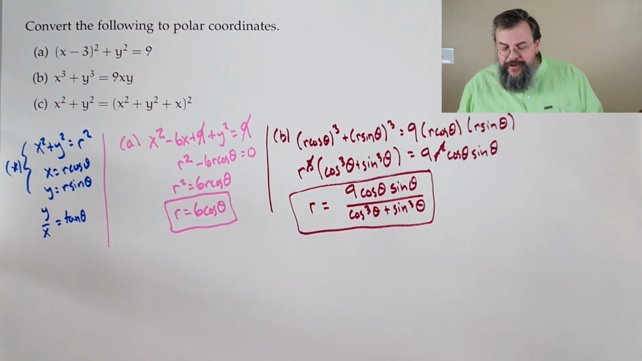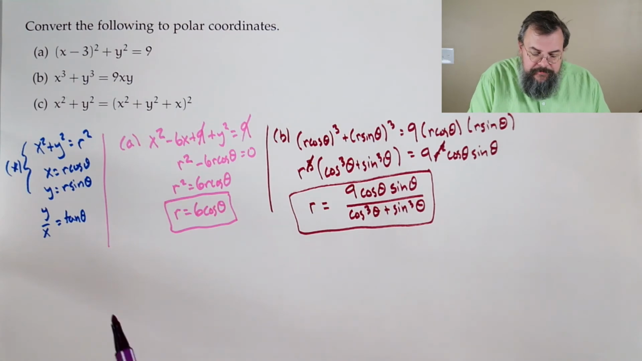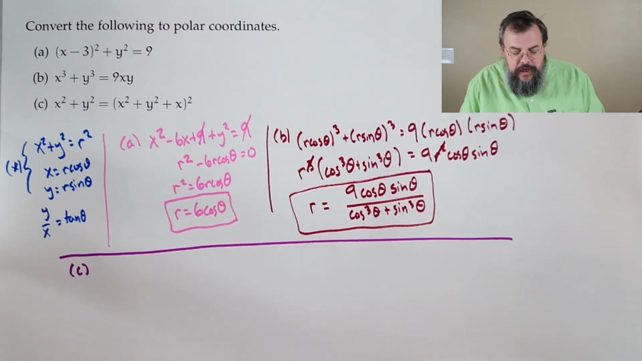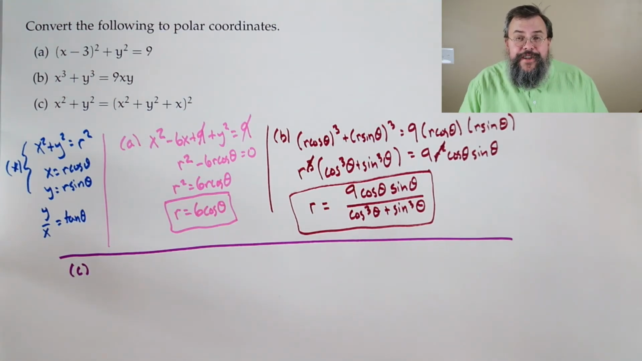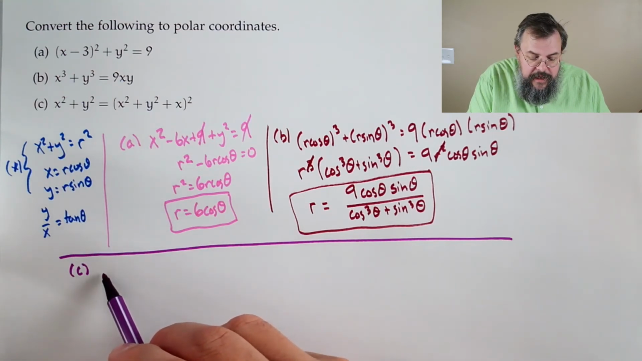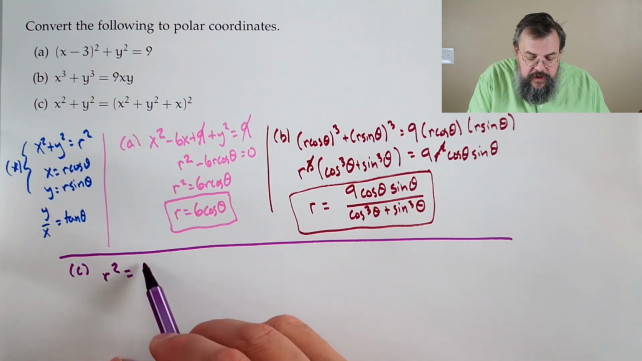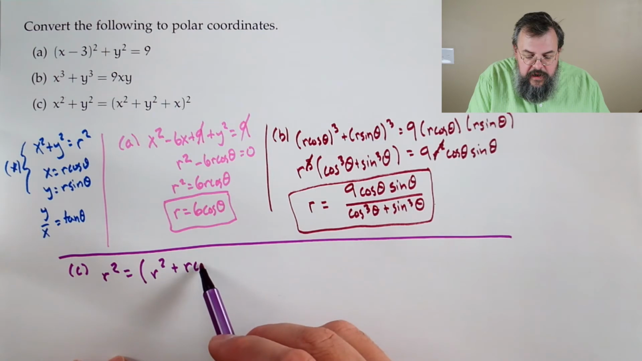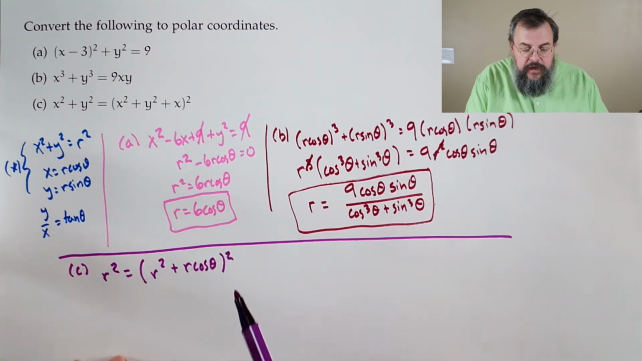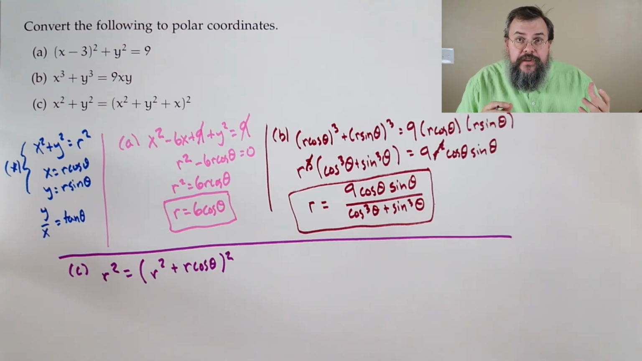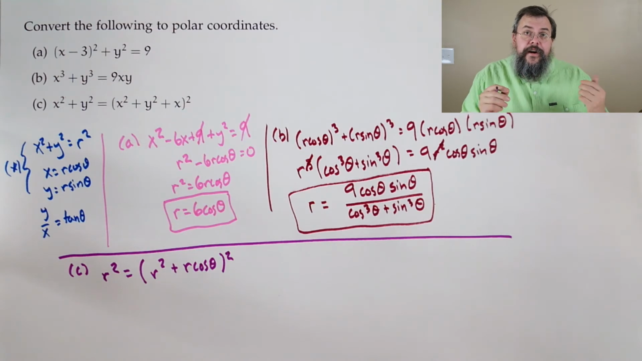All right, let's do the last one, part C. All right, what do we see? Well, that looks terrible. That's a terrible looking expression in Cartesian coordinates. I don't know if we could figure that out. But let's proceed. Well, we see an x squared plus y squared. Okay, that becomes r squared equals, and then, what else? r squared plus r cosine theta squared. When we saw the x squared plus y squared, we replaced it with r squared. There was one x, r cosine theta.